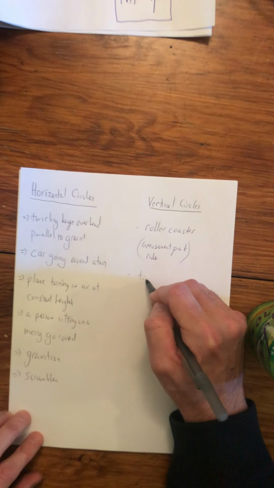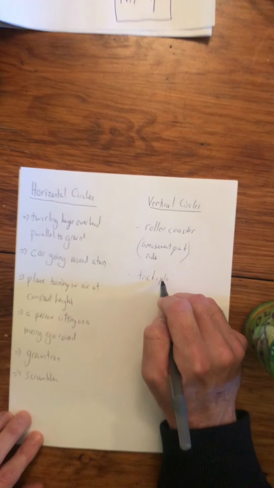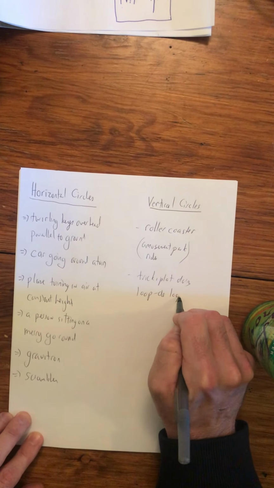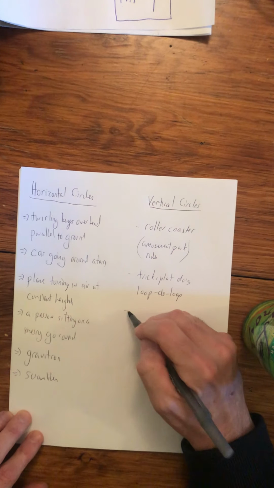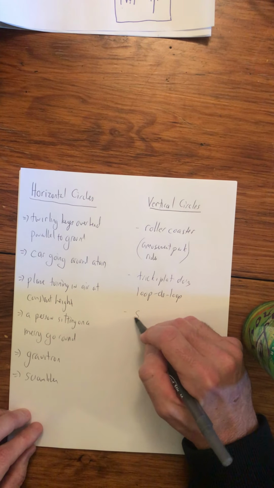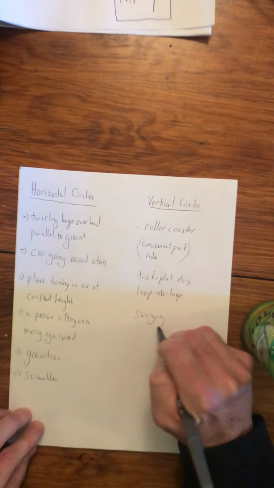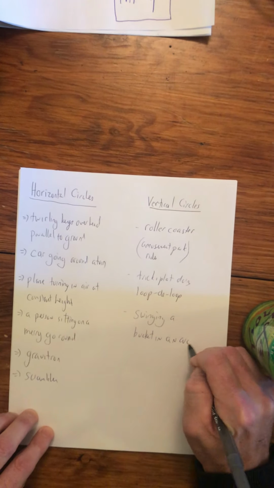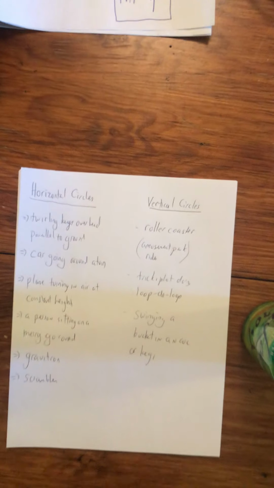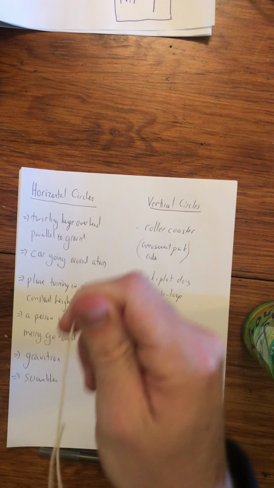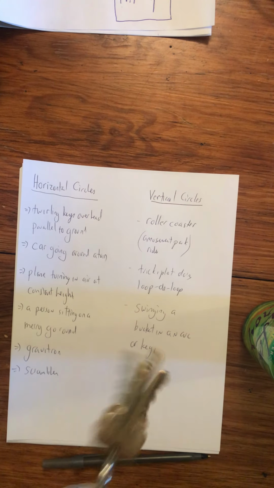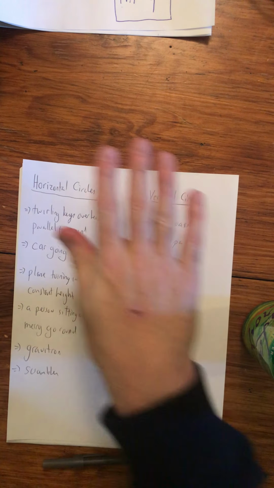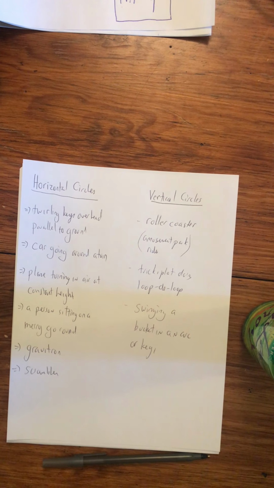It might be like a trick pilot doing loop-de-loops. Right? A loop-de-loop would be a vertical circle. It could just be as simple as swinging a bucket in an arc, or your keys, right? In fact, I'm going to have you do that a little bit later. Swing your keys in a vertical circle, right? So like this. So vertical circle here, meaning the plane of the circle is perpendicular to the ground. Horizontal circle, where the plane of the circle is parallel to the ground.